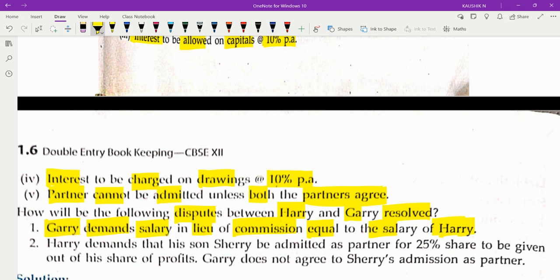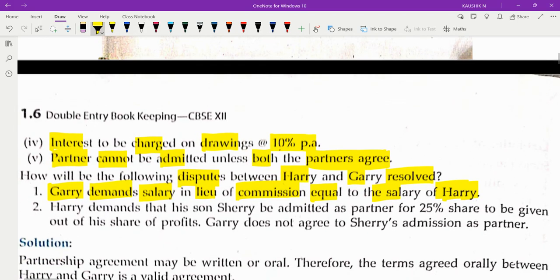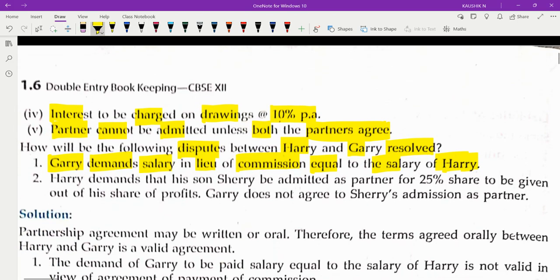So what does this case mean? He is demanding salary in addition to the commission. Now tell me whether we will provide it or we won't provide it.